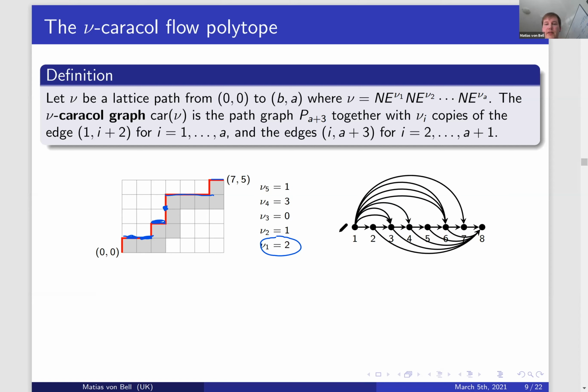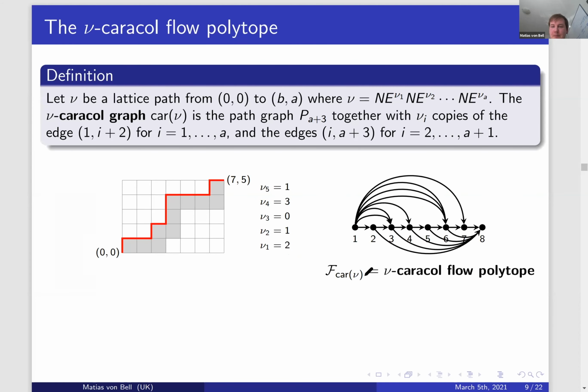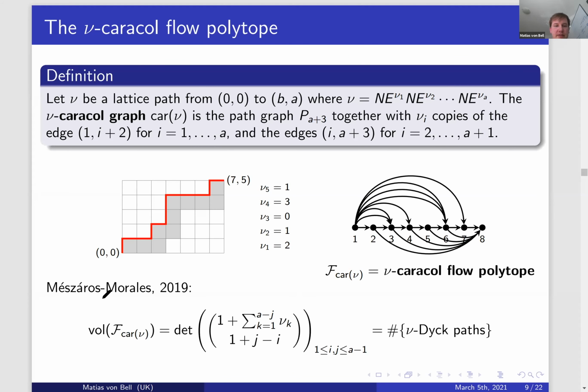So a lattice path nu determines this kind of graph, and it looks really pretty, like a snail shell, hence the name. The flow polytope over this flow graph is the nu-caracol flow polytope. An integral equivalent version of this was studied by Mészáros and Morales, and they found that its volume is given by this determinantal formula here. This actually counts the number of nu-Dyck paths as well. So this is the determinantal formula for the number of nu-Dyck paths that I mentioned briefly in the pre-seminar.